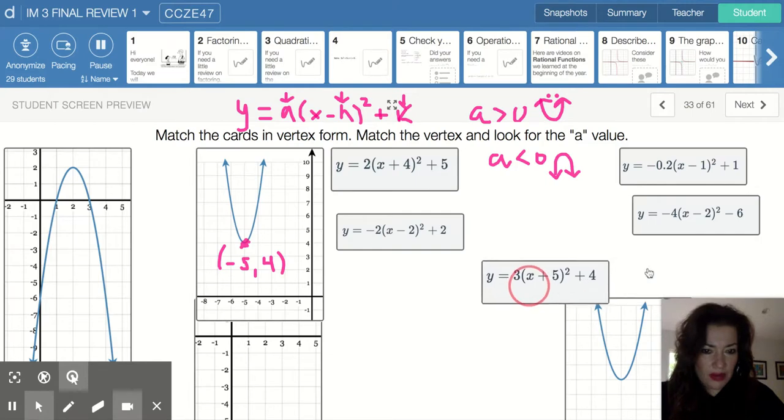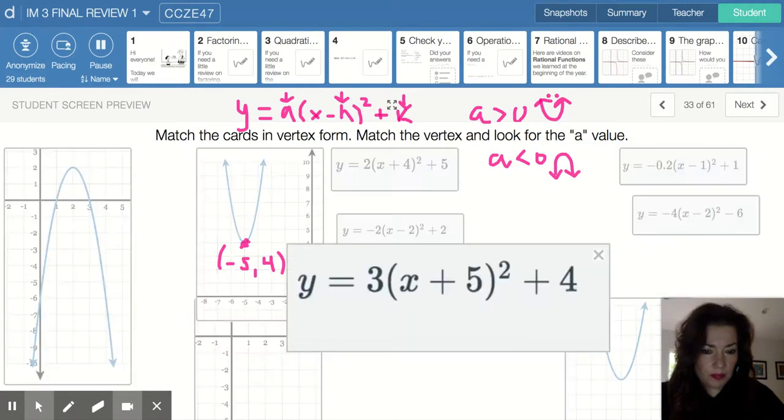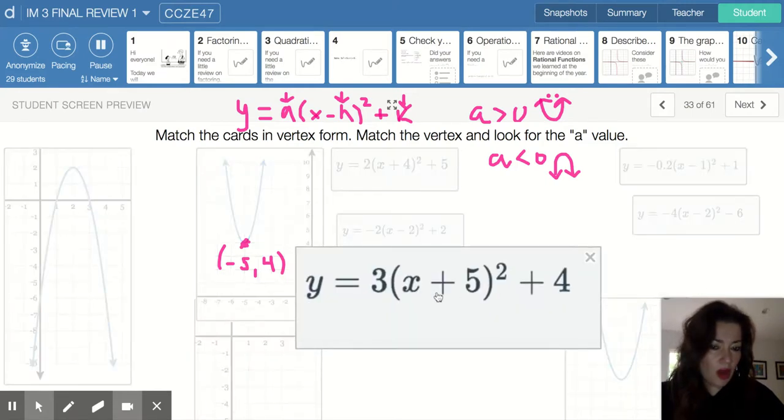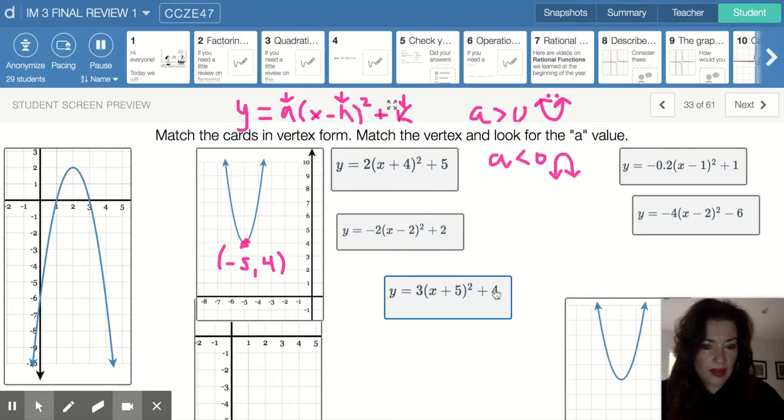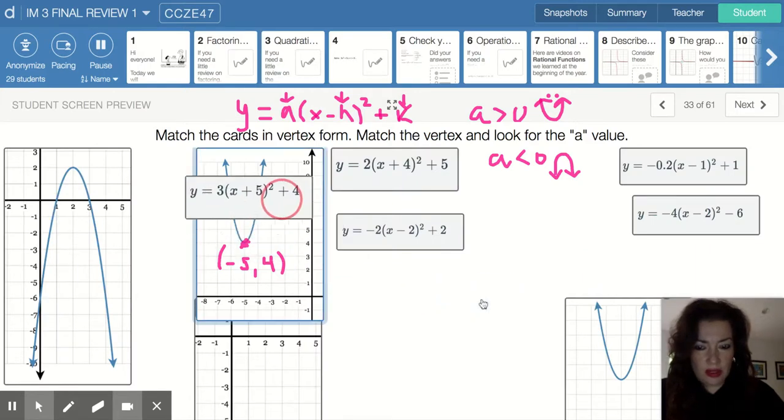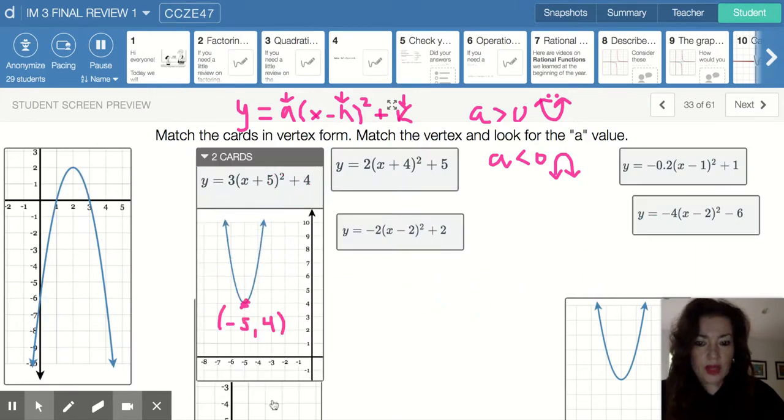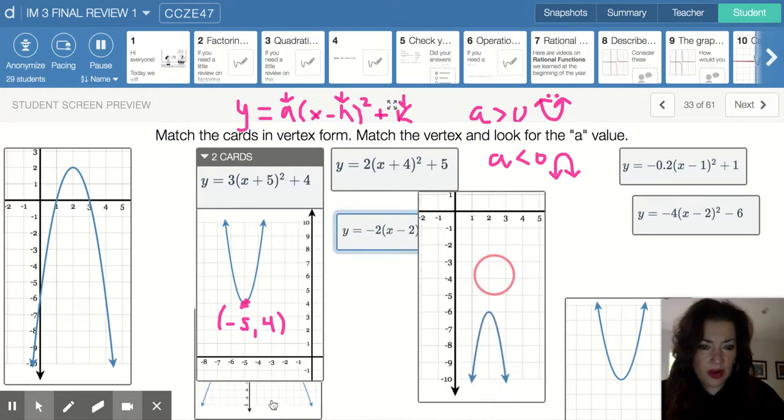It's jumping right in front of me. You can see this has gone 5 to the left and 4 up. Remember that the original form is x minus h, so this means the h needs to be negative because we have a +5. So I'm going to go ahead and match this card with this function. All right, let's go ahead and look at another card.